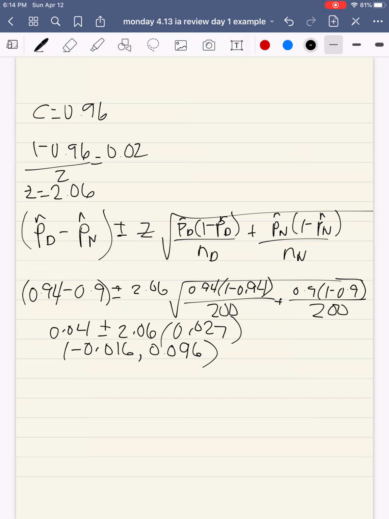So using this interval, let's go ahead and just interpret what this means, just so that we get a good grasp on what exactly the confidence interval is telling us, and then that's going to help us with part B.